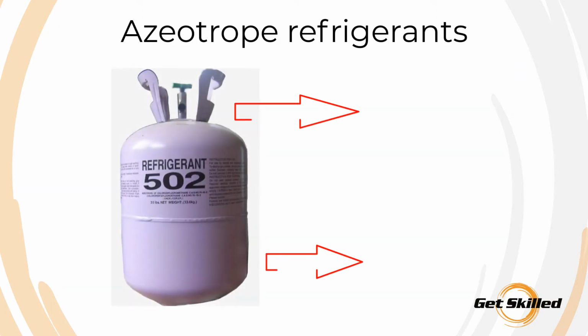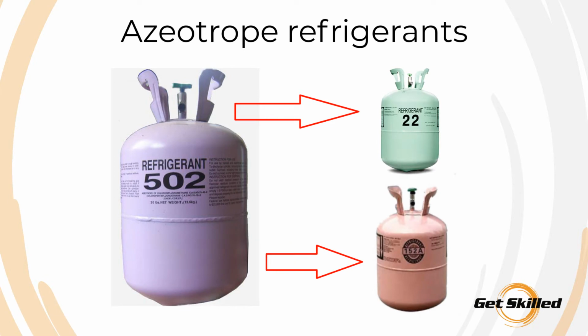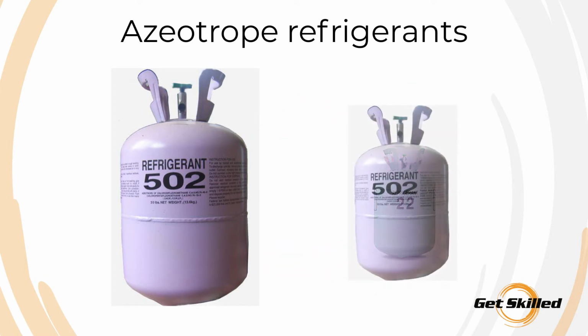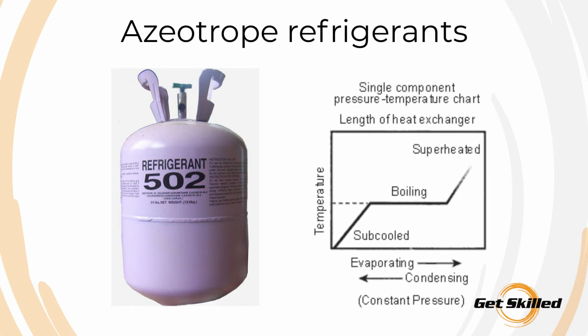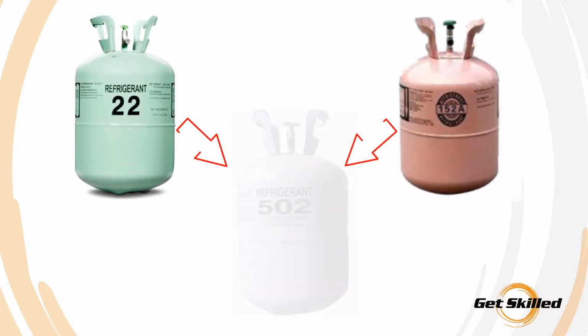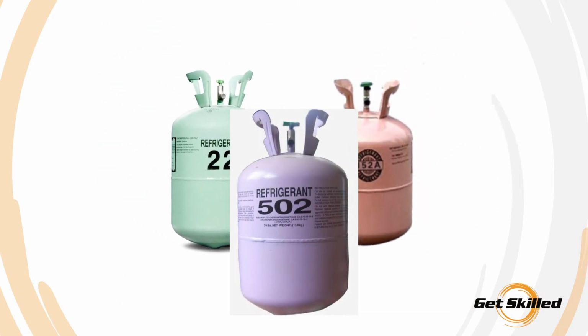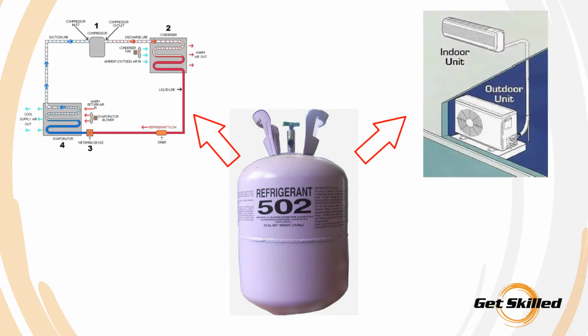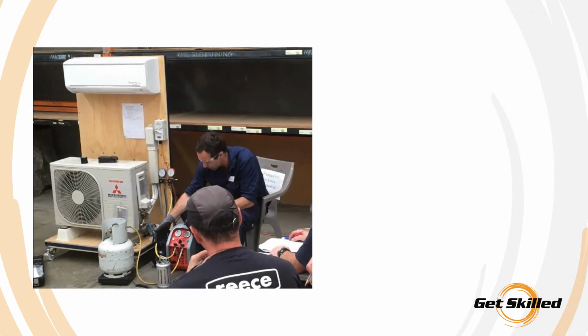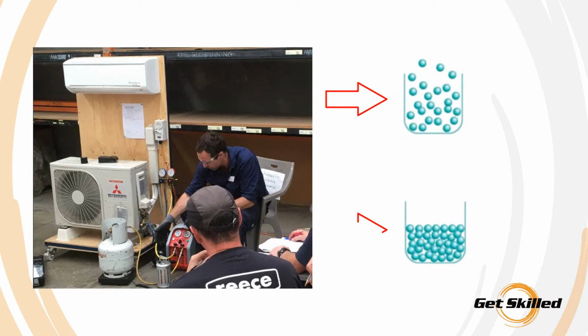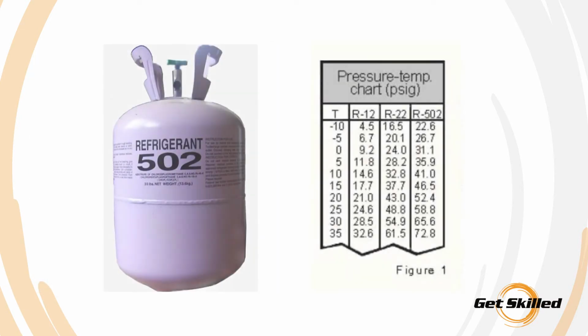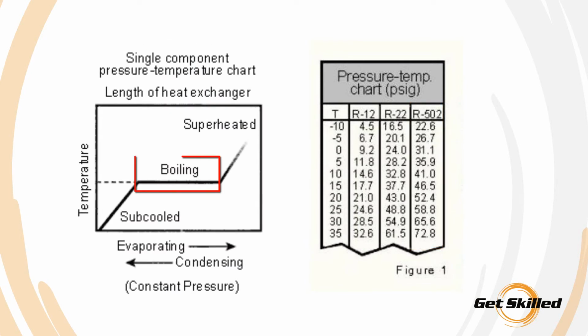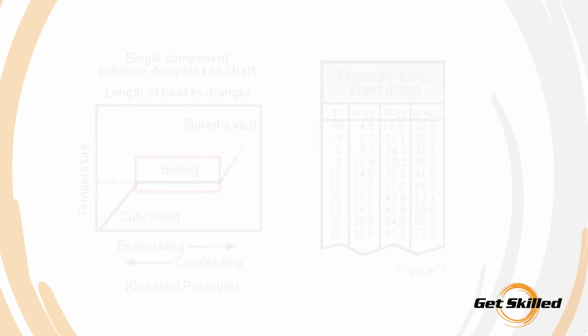Azeotrope refrigerants are a blend of two or more single component refrigerants that act as a single fluid. Azeotrope refrigerants boil and condense at one temperature for a given pressure. The components of azeotropic mixtures will not separate under normal operating conditions and can be charged into a system as a vapor or a liquid. Only one column is needed to show the pressure-temperature relationship for any phase change process in a system.